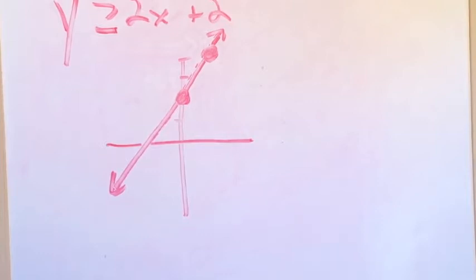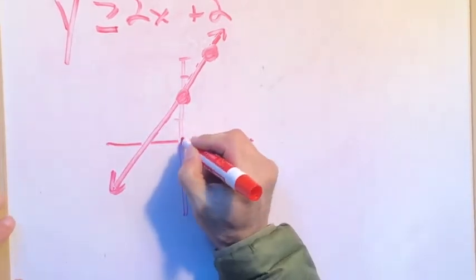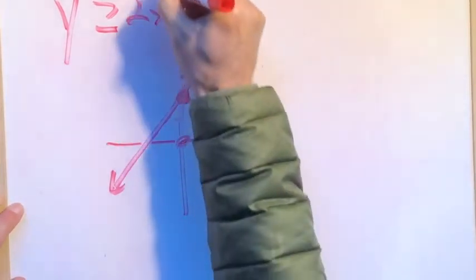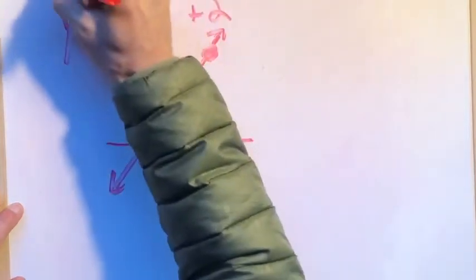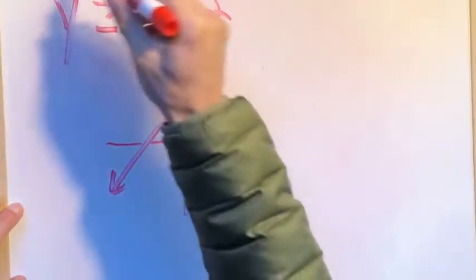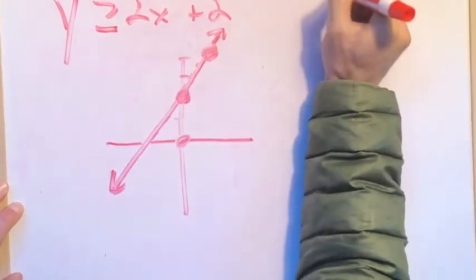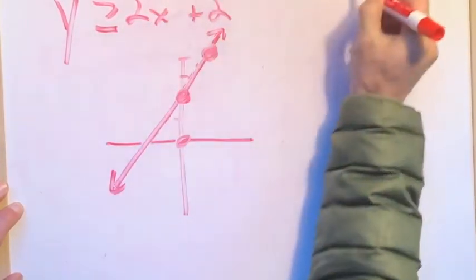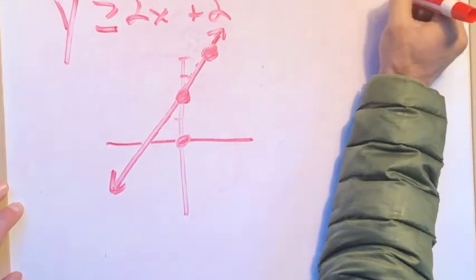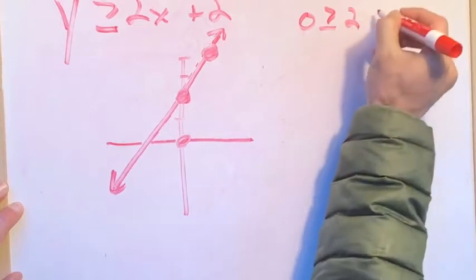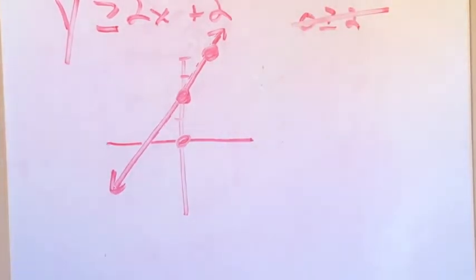So the very second step on the note says pick a test coordinate. The easiest test coordinate is usually 0, 0 right here. Now plug this coordinate, 0 into the x and 0 into the y. Let's simplify this. If I plug a 0 into the y, I have 0 is greater than or equal to 2 times 0 plus 2. 0 is greater than or equal to 2. This is an incorrect statement.